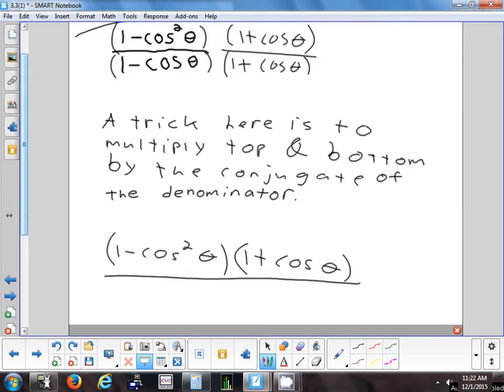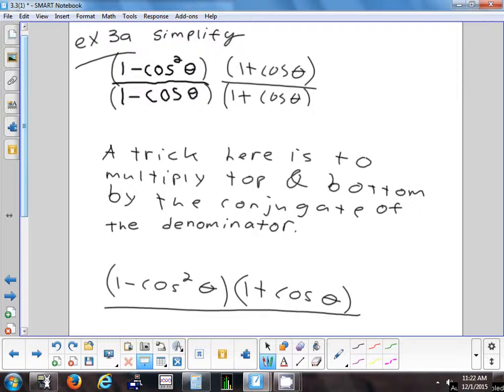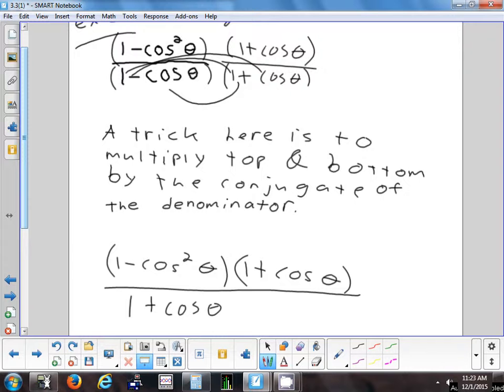Okay, in the bottom, we're going to do it out. And you FOIL it just like you'd FOIL it with anything else. So we'll start, what's 1 times 1? This is the easy one. Yep, 1. All right, what's 1 times cosine? Cosine. Just cosine. What's 1 times negative cosine? Negative cosine.